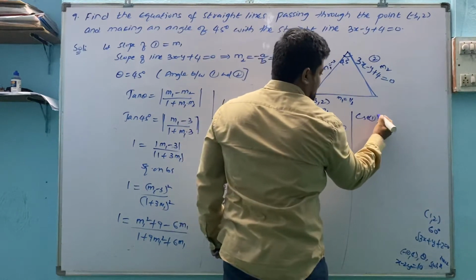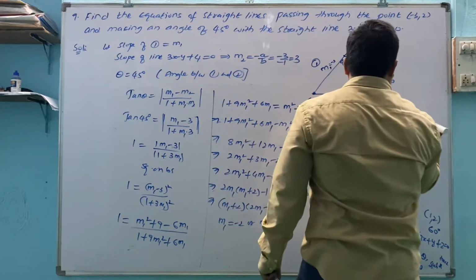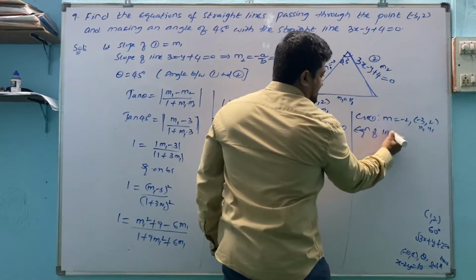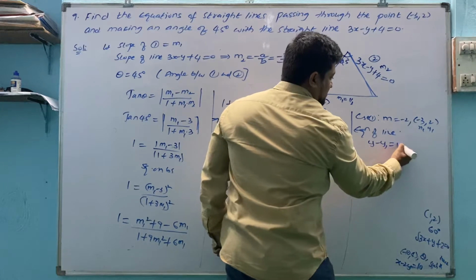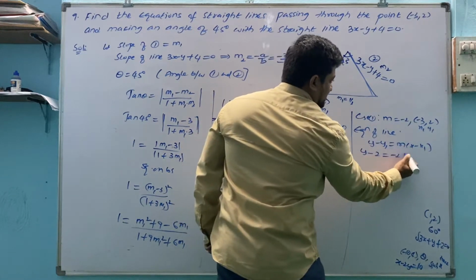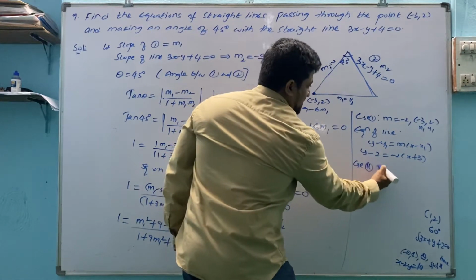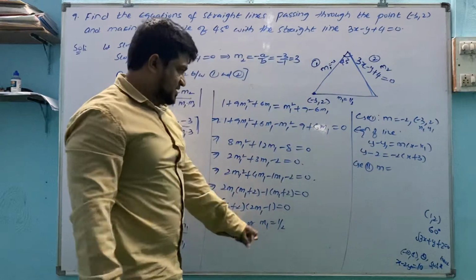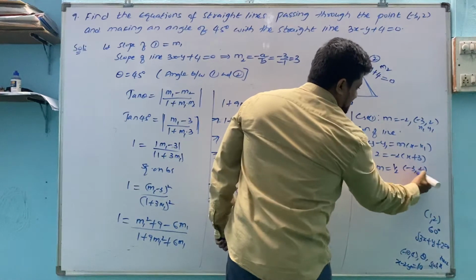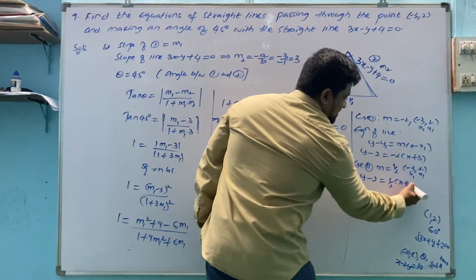Case 1, m = -2, and we have to consider the point x1, y1 from which the line passes. Equation of line: y - y1 = m(x - x1). y - 2 = m(x - (-3)). Similarly, case 2, m = 1/2, and the same point x1, y1, y - y1 = m(x - x1).